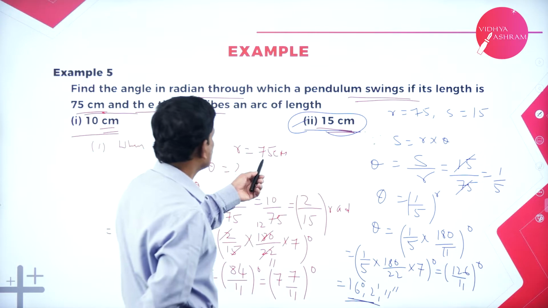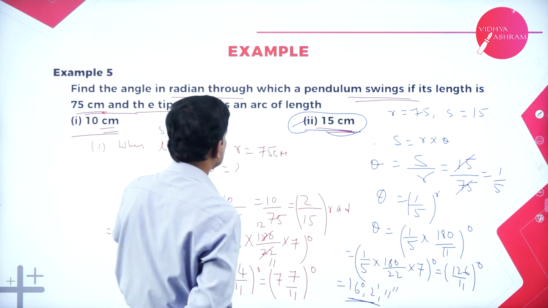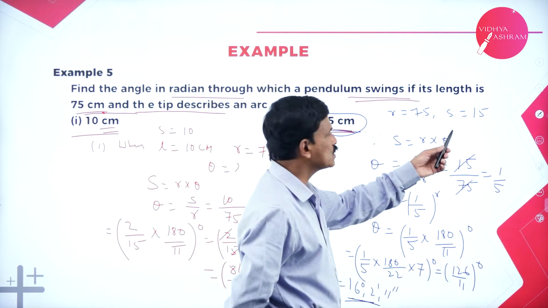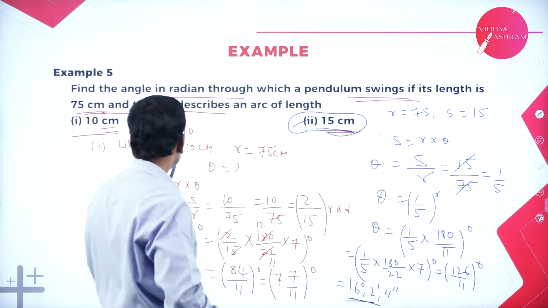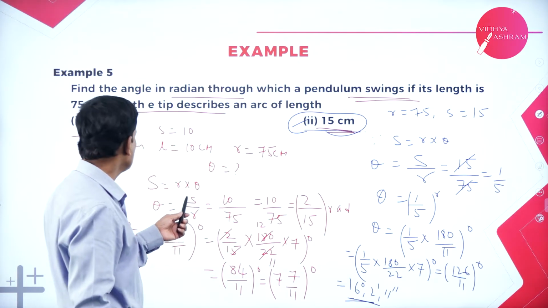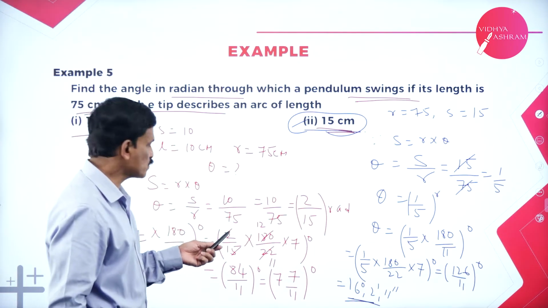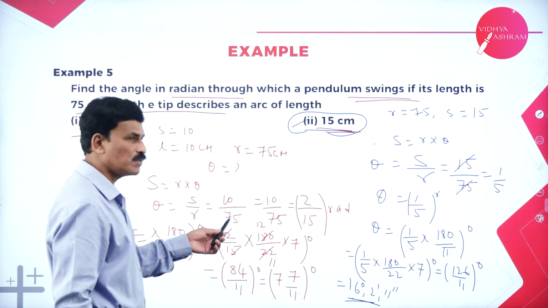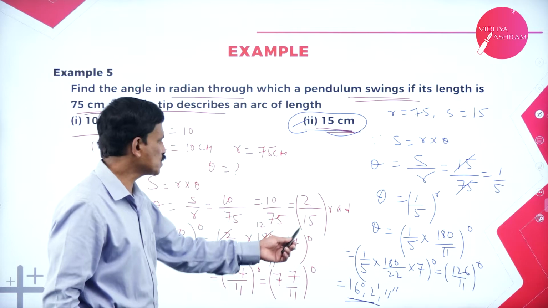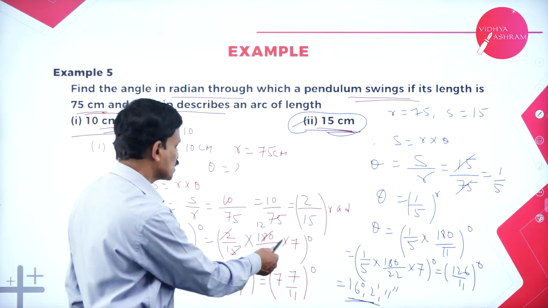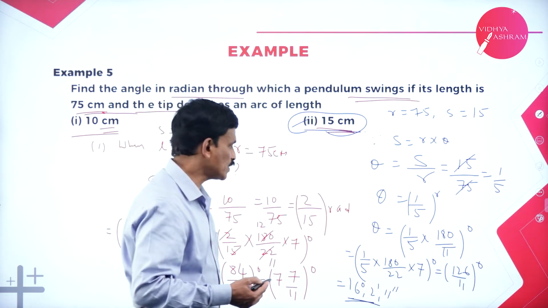When R is equal to 75, L is equal to 10 centimeters. Again, when R is equal to 75, L or S is equal to 15. So when S is 10 and R is equal to 75, we have S is equal to R into theta, or theta is equal to S by R. Theta is nothing but S divided by R, that means 10 by 75, that's equal to 2 by 15. So convert this into degrees, you will get 7 and 7 by 11.